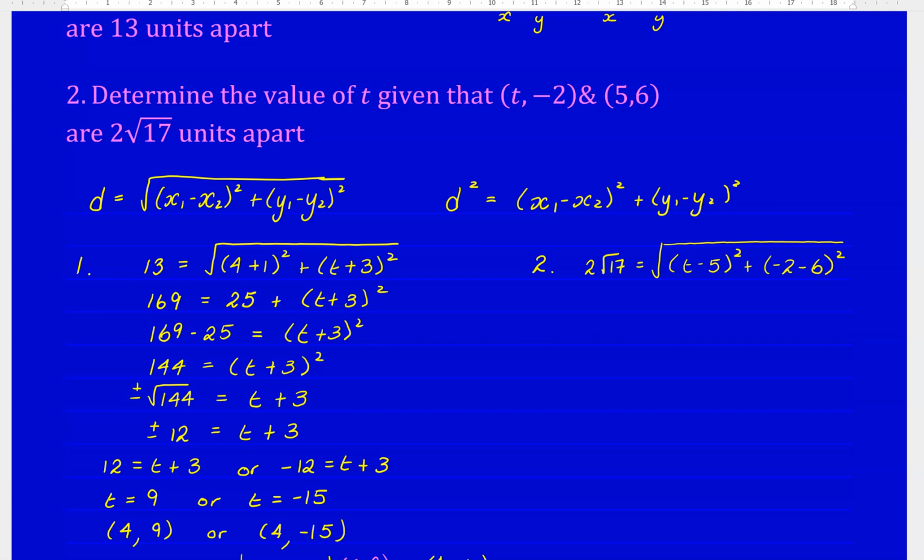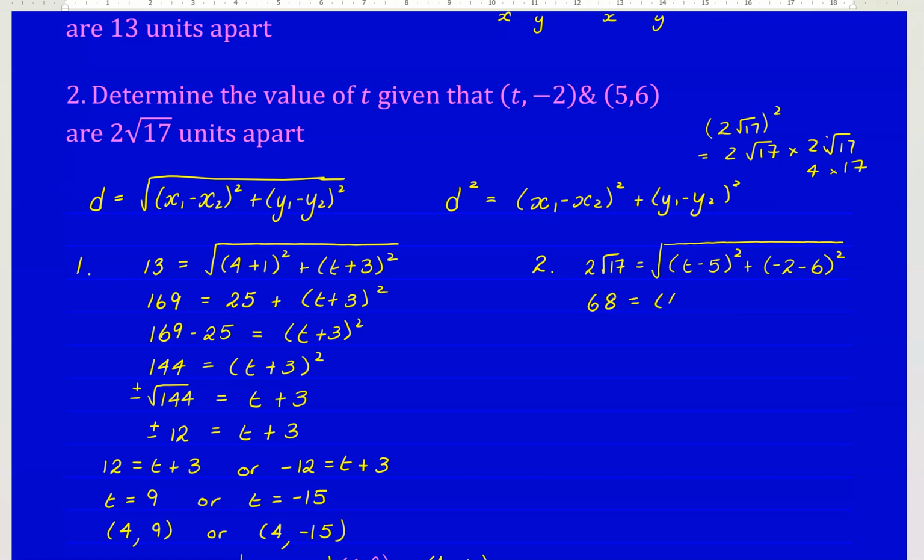Anyway, now to get rid of the square root, we're going to square, right? So 2 root 17 times 2 root 17. Hopefully you don't need to go to a calculator for that, right? That squared is 2 root 17 times 2 root 17. So 2 twos are 4, and root 17 times root 17 is just 17. Okay, maybe you need a calculator for that. But anyway, you can use calc if you want. So 4 times 17 is 68. All right, we've got rid of the square root.